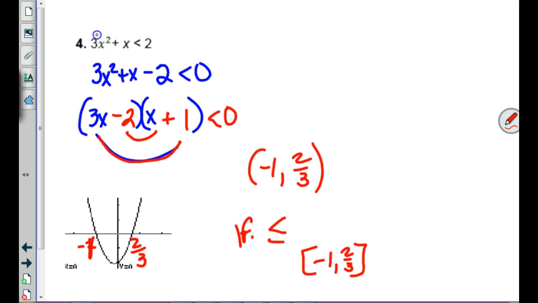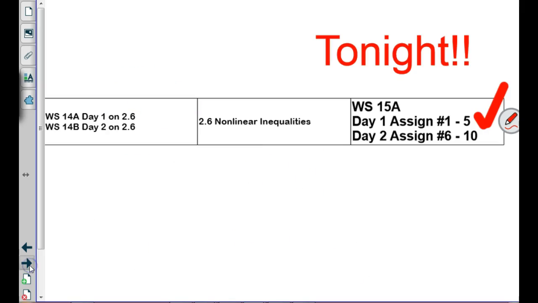Any questions so far? Seem pretty easy? You have to do 1 through 5 on worksheet 15A. It's a worksheet, no bookwork. 1 through 5, that's it. All right.